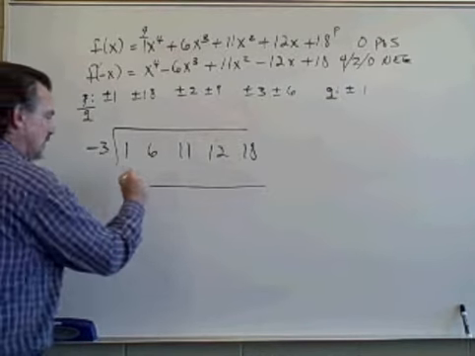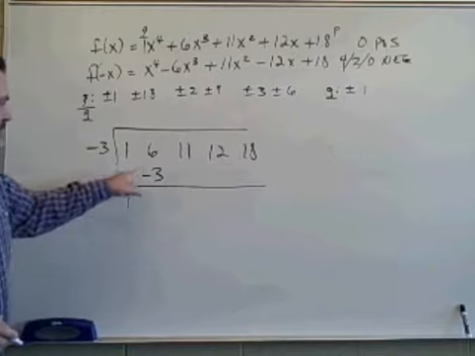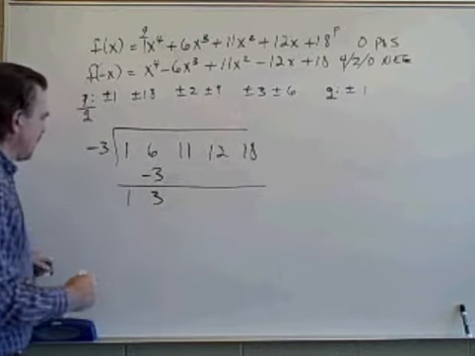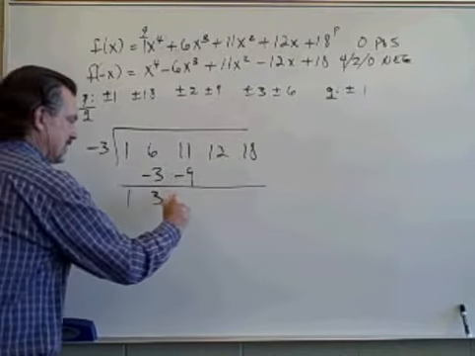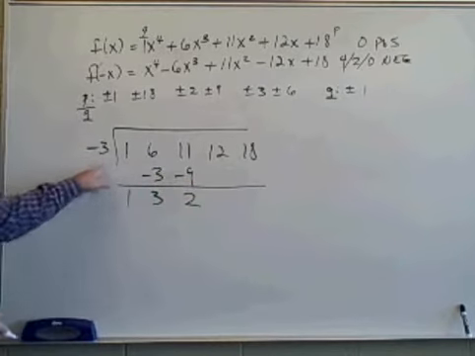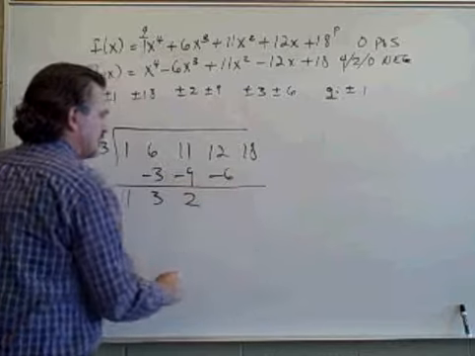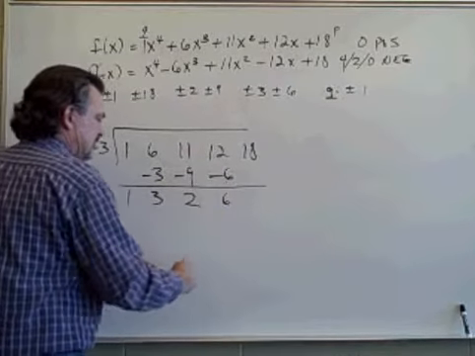Negative 3 times 1 is negative 3. 6 added to negative 3 is 3. Negative 3 times 3 is negative 9. 11 added to negative 9 is 2. Negative 3 times 2 is negative 6. 12 added to negative 6 is 6.